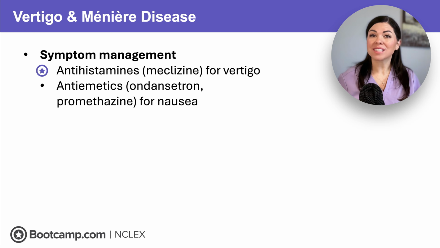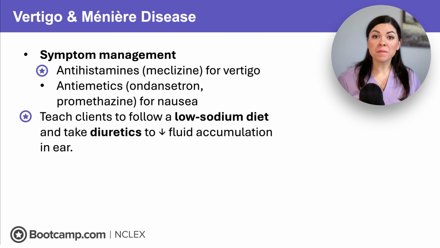So let's talk about symptom management for these conditions. We give antihistamines like meclizine to decrease vestibular stimulation and improve vertigo. And if nausea or vomiting occurs, antiemetics such as ondansetron or promethazine are administered. And for Ménière disease specifically, teaching focuses on fluid control. A low-sodium diet and diuretics decrease fluid buildup in the inner ear, which helps reduce vertigo frequency and severity.